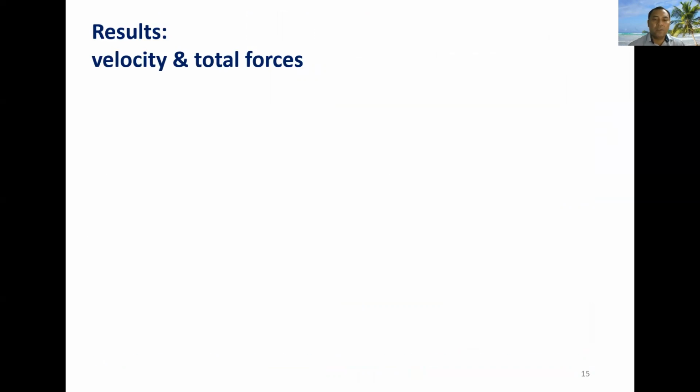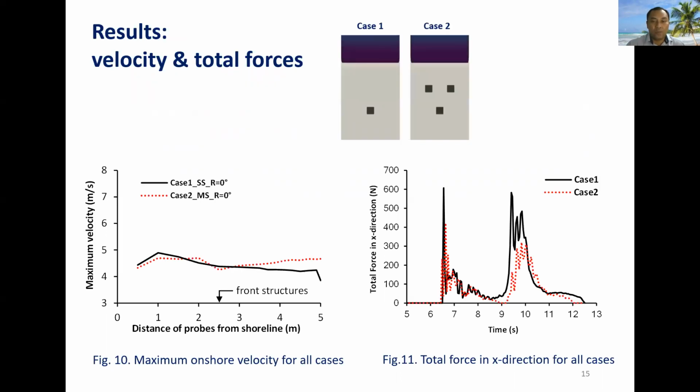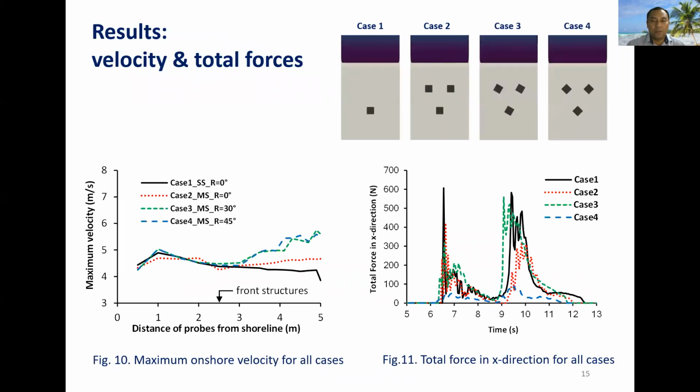The inundation flow, maximum velocity, and total force impact will be shown in this slide. These are the maximum velocity and impact force for case 1, case 2, case 3, and case 4. The onshore maximum velocity were measured at the center line of the water tank. Figure 10 tells us that at onshore area, the rotated front structures amplify the velocity of inundation flow as it passes the gap between front structures.